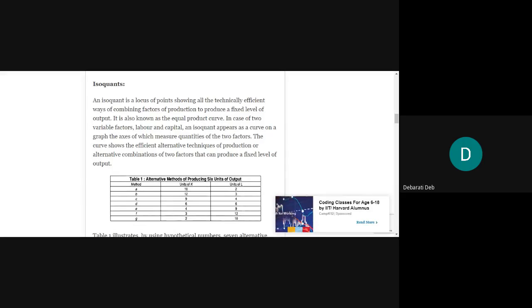It is also known as equal product curve. Sometimes you may be asked to define equal product curve, same thing. In case of two variable factors, yesterday only we started with this concept. Two factors we had taken, one is labor and one is capital. So in case of two variable factors, an isoquant appears as a curve on a graph, the axes of which measure quantities of the two factors.